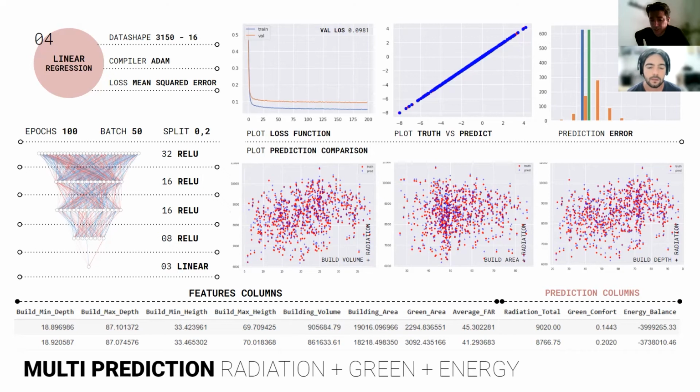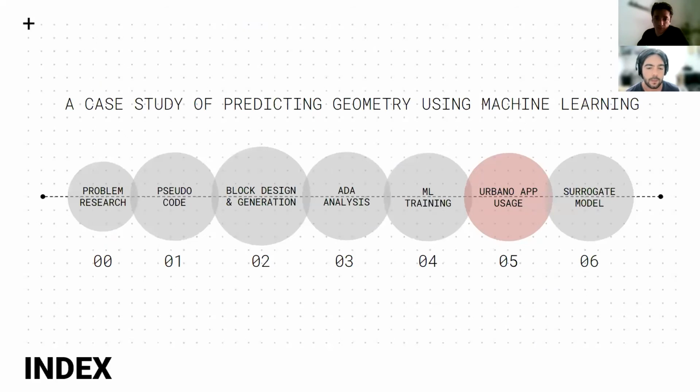We're trying to predict 3 different values at the same time: radiation, green, and energy. As you can see here, the model started being slightly overfitted, but we got a validation loss of 0.0981. We're still really happy with the results, and when we plot the prediction comparisons, we can see that the model is generalizing really well and without many outliers in the sample.